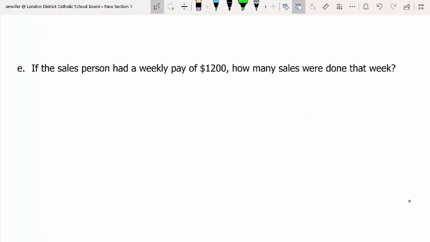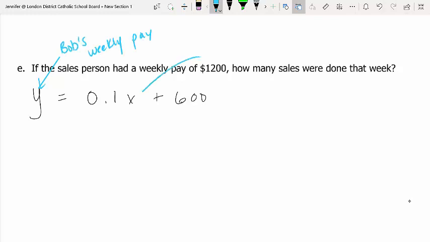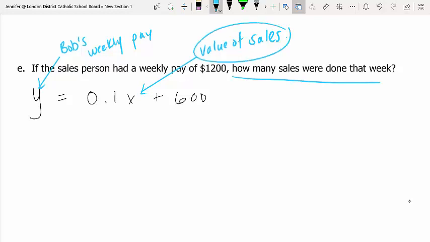Alright, part E. If the salesperson had a weekly pay of 1,200, how many sales were done that week? So remember, our equation was y equals 0.1x plus 600. And remember, our variables were y represented Bob's weekly pay, and x represented the value of sales from that week. If we want to find how many sales were done that week, it means we're trying to find x. We're trying to figure out what is the value of sales. And we can use 1,200 to do that.